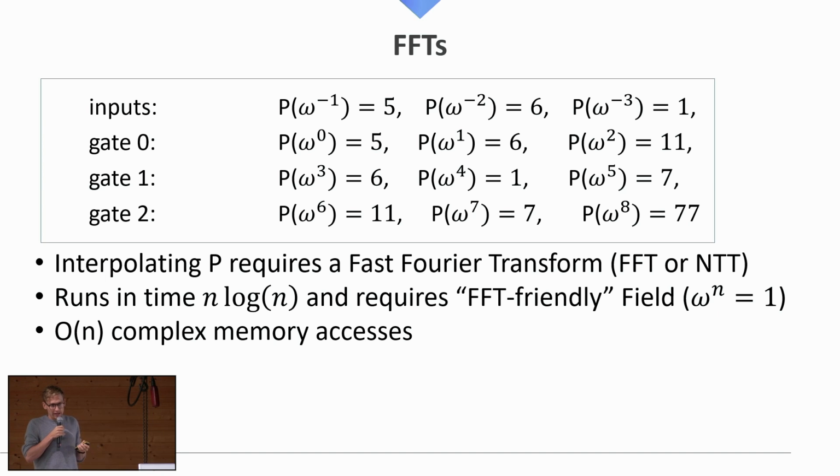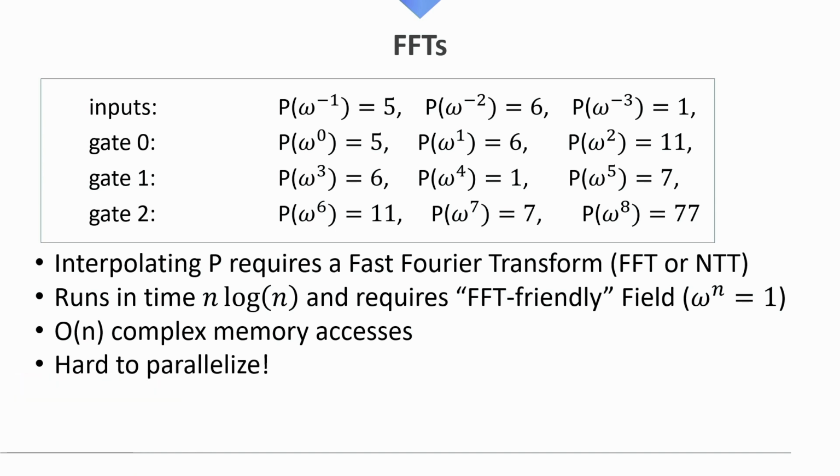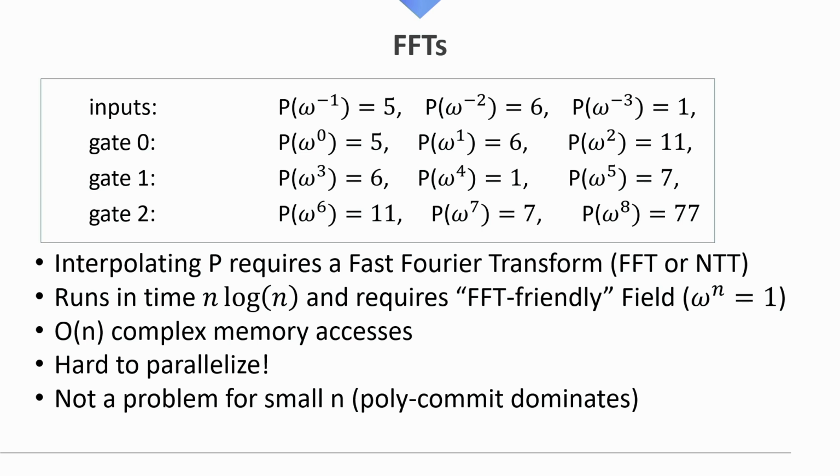And also, it has a bunch of memory accesses. To actually implement this, there's a bunch of complex memory accesses, and it's difficult to parallelize beyond a certain point. It's okay if n is not that big, like if n is like 2^15 or 10,000, then this is not a problem. But once n gets large, and especially if you use parallelism, then this becomes a big bottleneck, especially if you're trying to implement things, say, on a GPU.